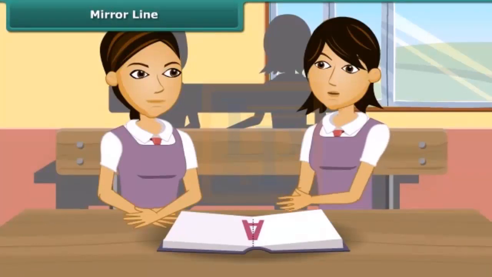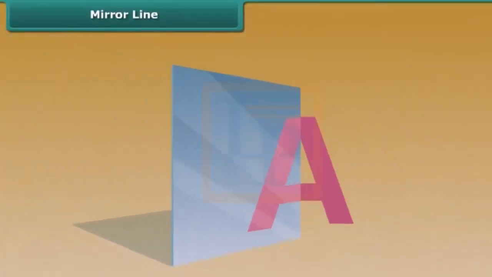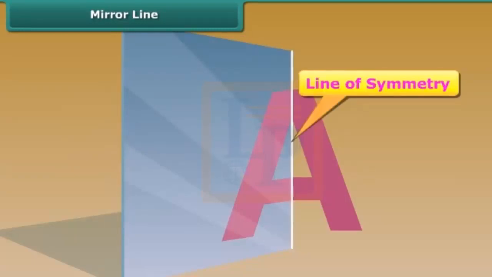A shape has line of symmetry when one half of it is the mirror image of the other half. Now let's check whether the line drawn on A is the line of symmetry or not. We take its one half and place it in front of a mirror. Wow! Its one half is equal to the other half. This means that this is the line of symmetry.